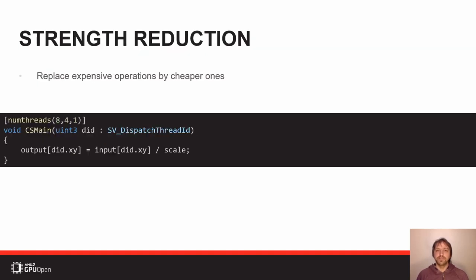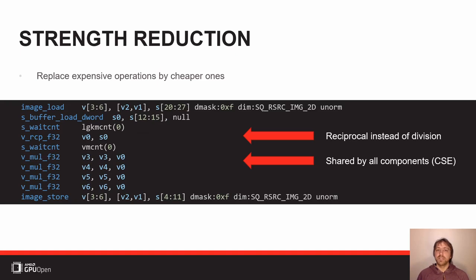We already saw strength reduction. More generally, strength reduction is the idea that when you have an expensive operation in your program, you replace it by a cheaper one. So in this example, divisions are pretty expensive operations, and we generally replace them by a reciprocal and a multiply. And in this case, where we divide a 4-component vector by a constant scalar, in fact, we end up with a single reciprocal operation and 4 multiplies. The multiplies are full rate instructions. They're cheap. So that is a good optimization here to make.